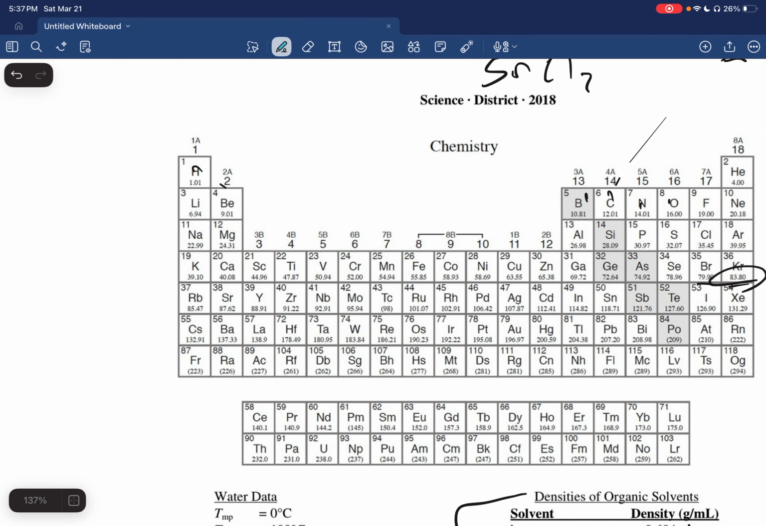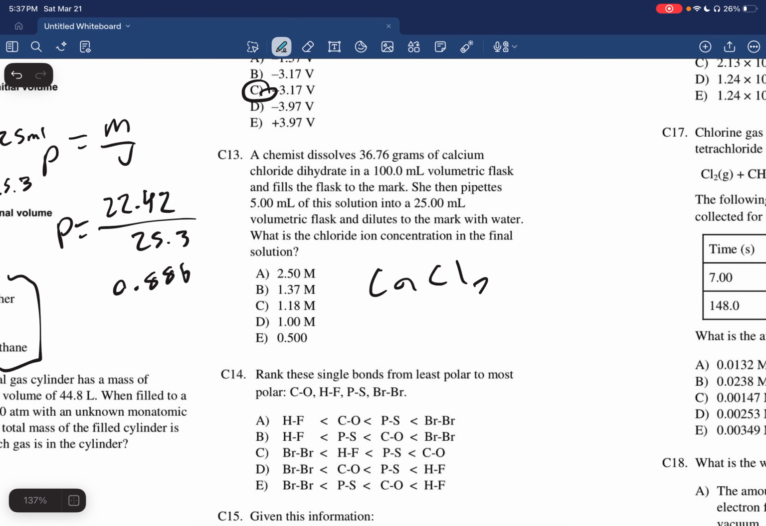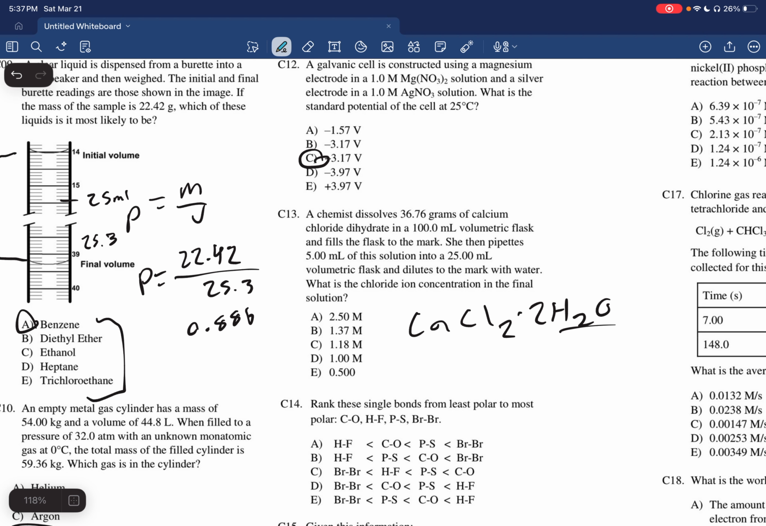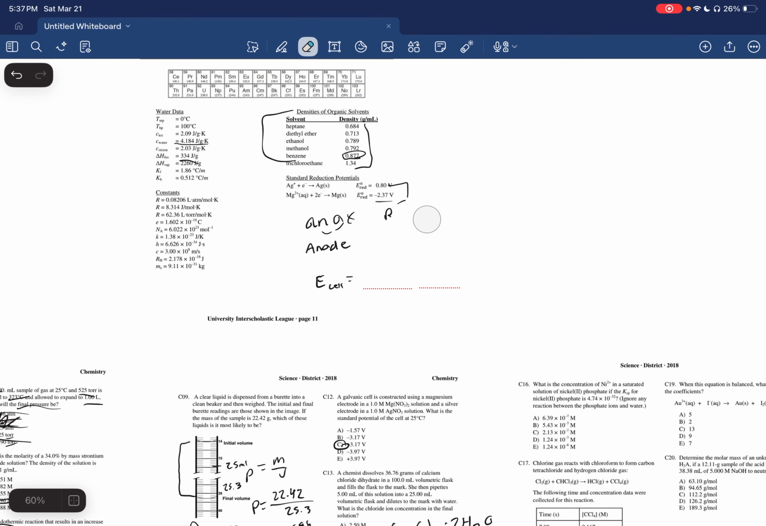Calcium has a charge of 2, chlorine 1, so we need to multiply here by 2. Dihydrate, so we just have 2 H2O. If you remember from question 1, hydrate's just the water molecule. So we need to find the amount of moles of this we have. So let's come up here, and let's find our molar mass. Get rid of some of this so it doesn't look as messy.